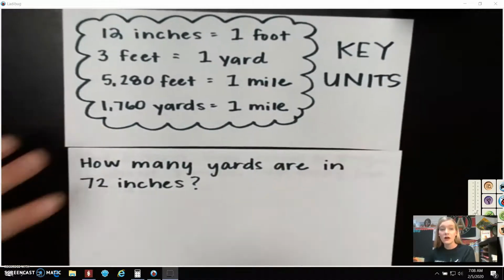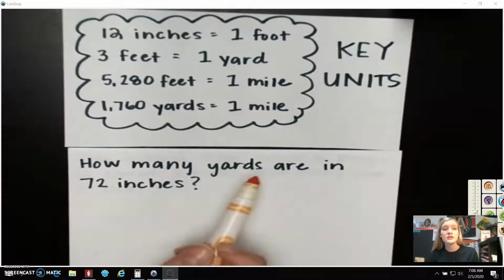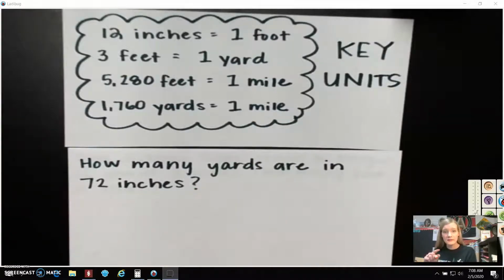How many yards are in 72 inches? So here I'm going backwards. I need to figure out how many inches are in a yard first. And then I need to stop and think about how I am going to calculate this. Well, I know a yard is much bigger than an inch, so it's not going to make sense if I have 72 inches that my answer is going to be greater than 72 yards, because there are a lot of inches in 1 yard.